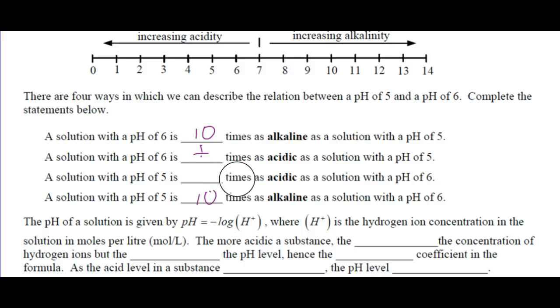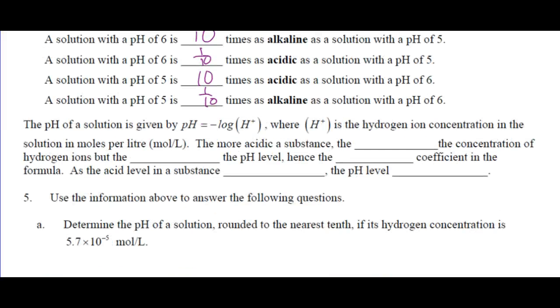Oh, did I flip those around? A pH of 5 is more acidic, right? Because it's got a lower pH. Sorry, I flipped those. And a pH of 5 is less alkaline, right? 1/10. So you've all seen this formula, I'm sure.